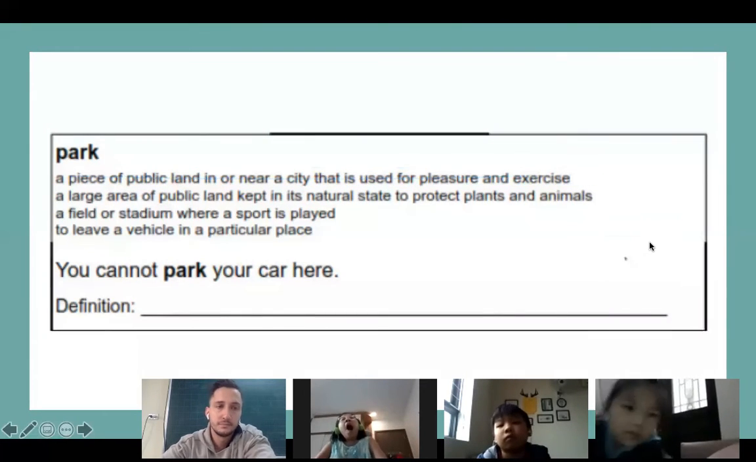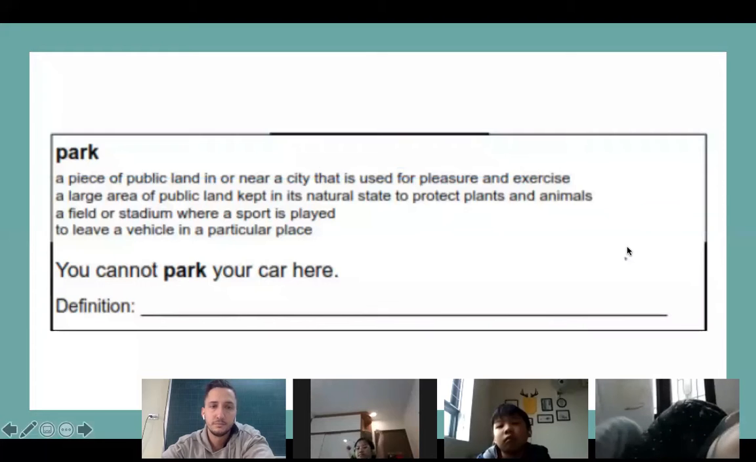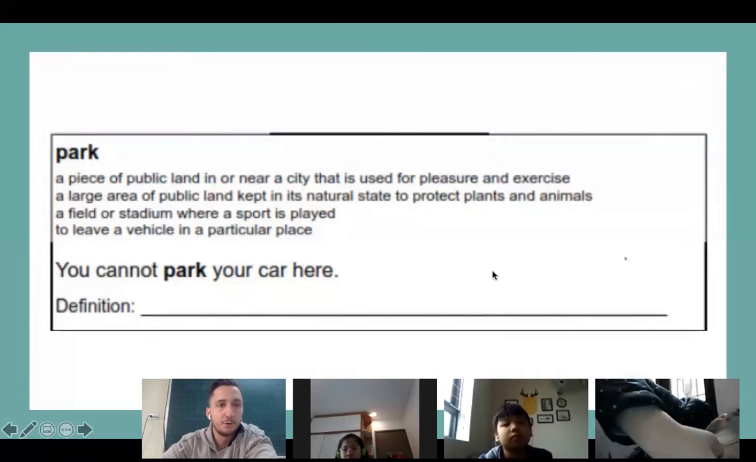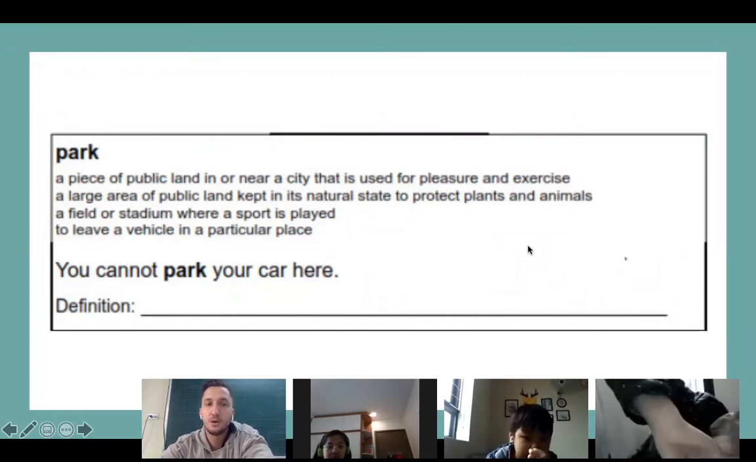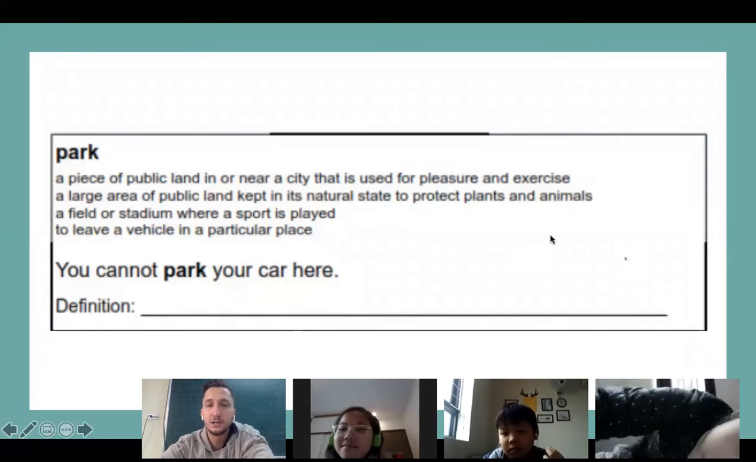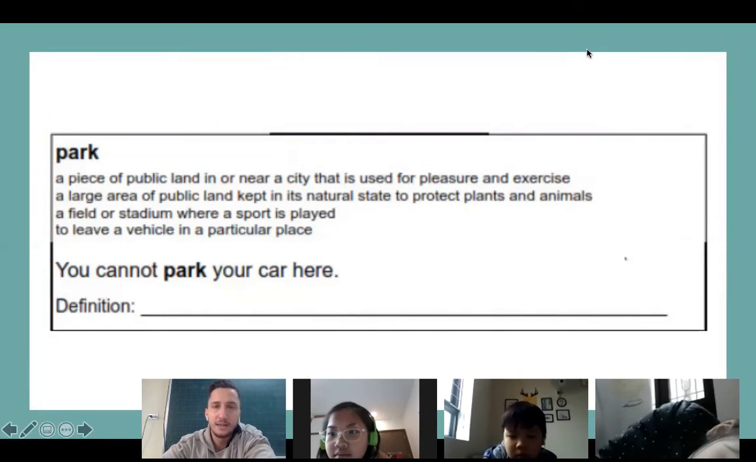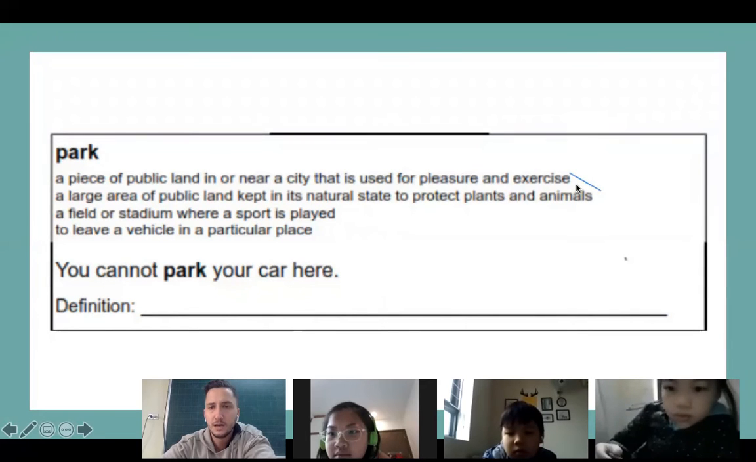A park is a piece of public land in or near a city that is used for pleasure and exercise. Okay, make sure we're taking our time on this, guys. I will read this out loud one more time. So a park is a piece of public land in or near a city that is used for pleasure and exercise. When I look at that definition and I look at the sentence, you cannot park your car here, the way that word is used, it's not a piece of land in or near a city used for pleasure or exercise. So I'm going to say, that one does not work.